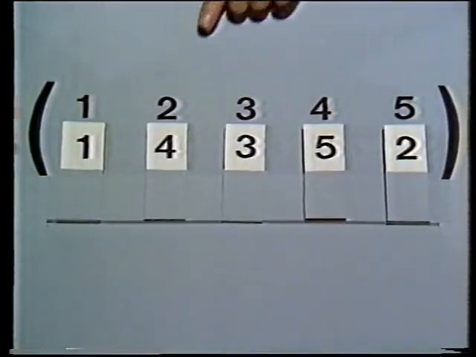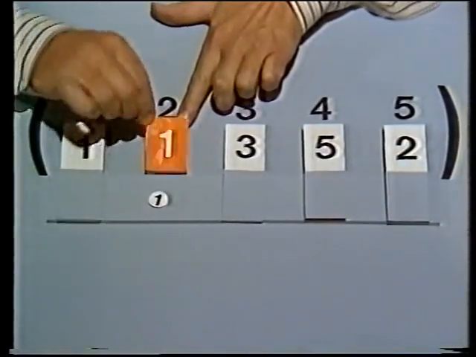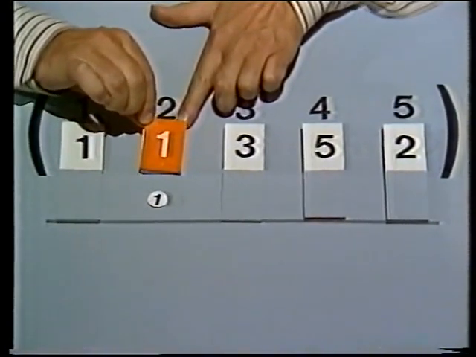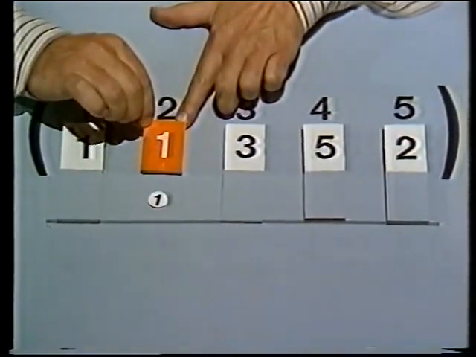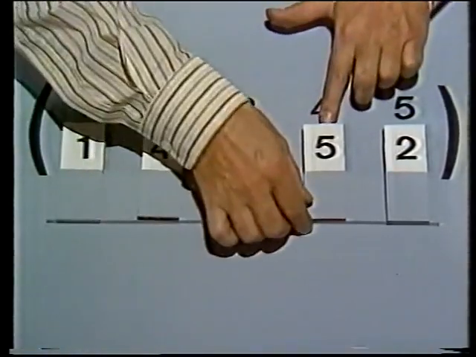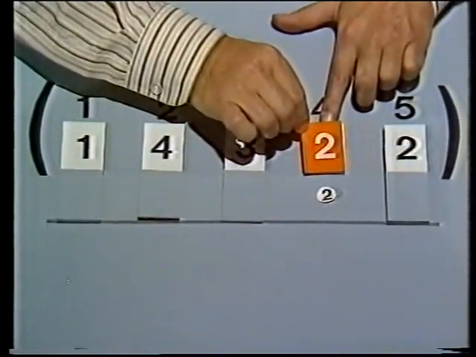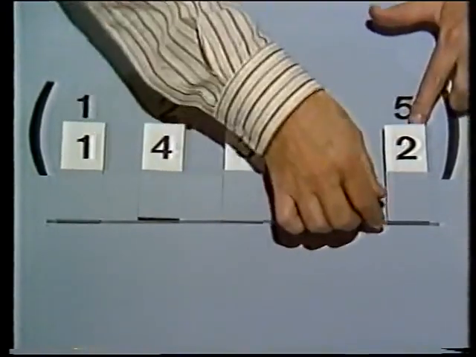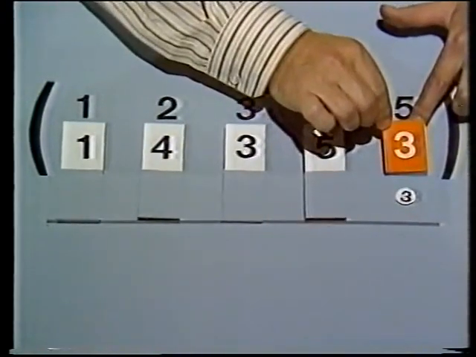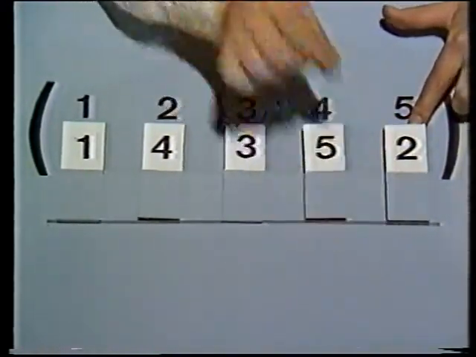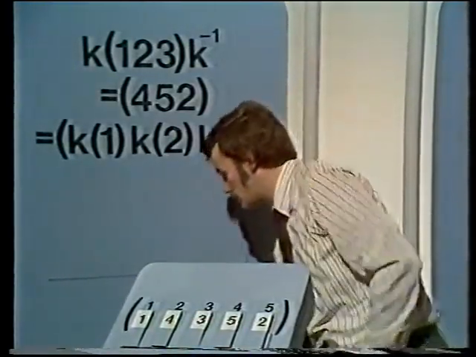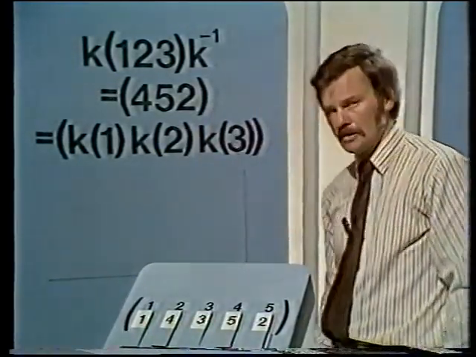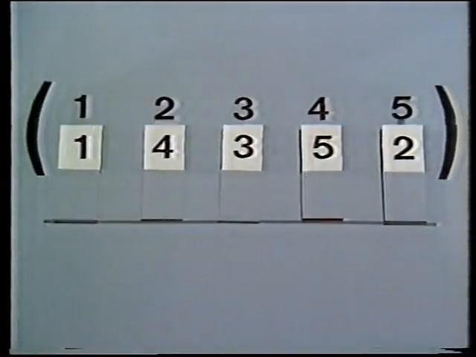But now notice again that 4 is K of 1. Remember, K is the function which takes the flaps down, revealing the original symbols. K of 1 is 4, K of 2 is 5, and K of 3 is 2. So 4, 5, 2 is the 3-cycle K of 1, K of 2, K of 3. So the story's beginning now.